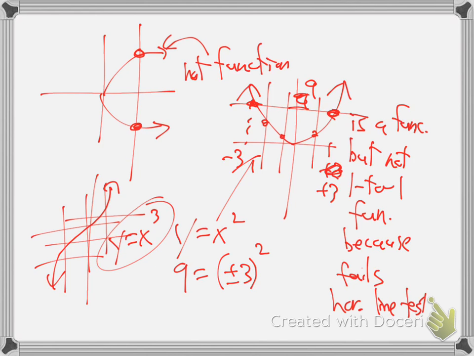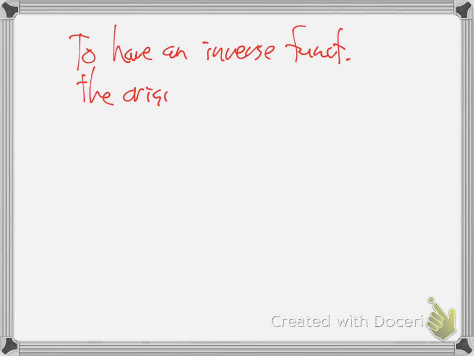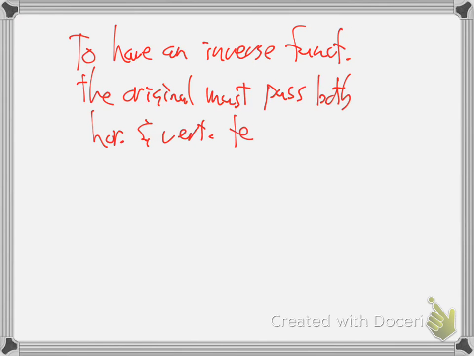Okay. So, putting all that together, it's enough with the theory there. What did I just say? I said to be invertible, to have an inverse function, an original function must pass both the vertical and horizontal line test and be one-to-one. Well, hold on. To have an inverse function, the original must pass both the horizontal and vertical tests, right? Or the inverse is not a function. It must be one-to-one. Well, wait a minute.